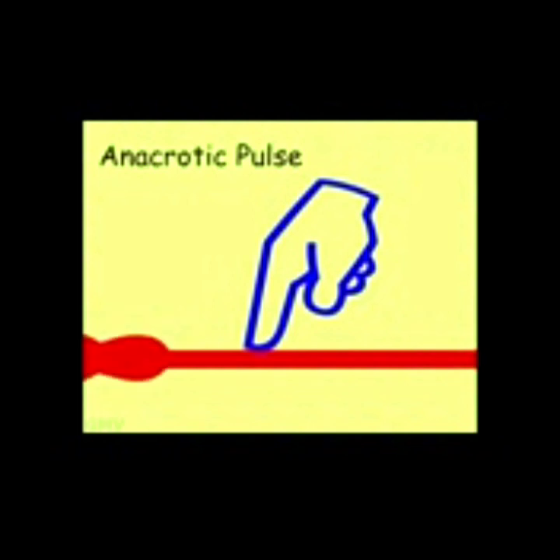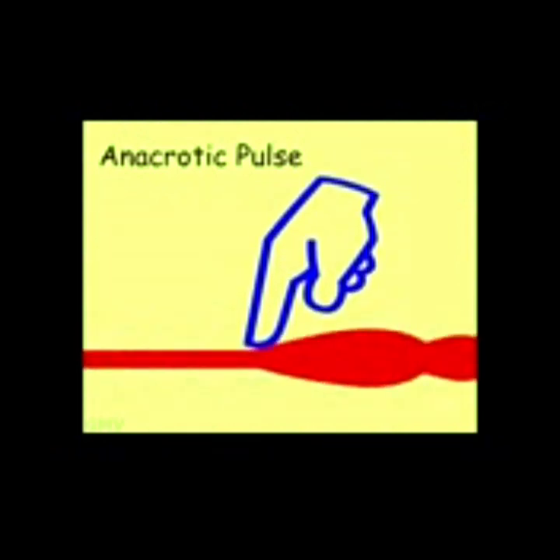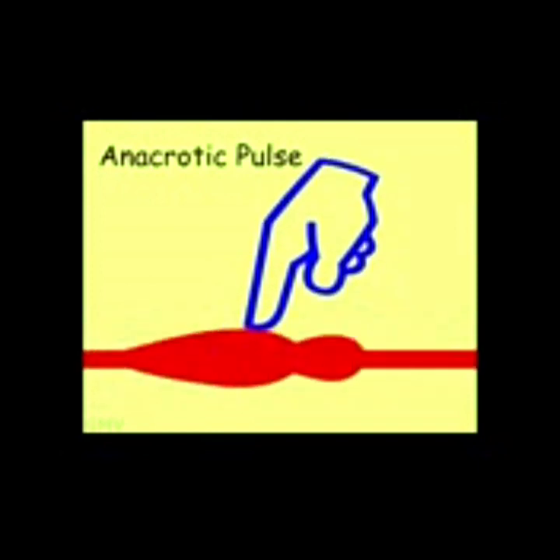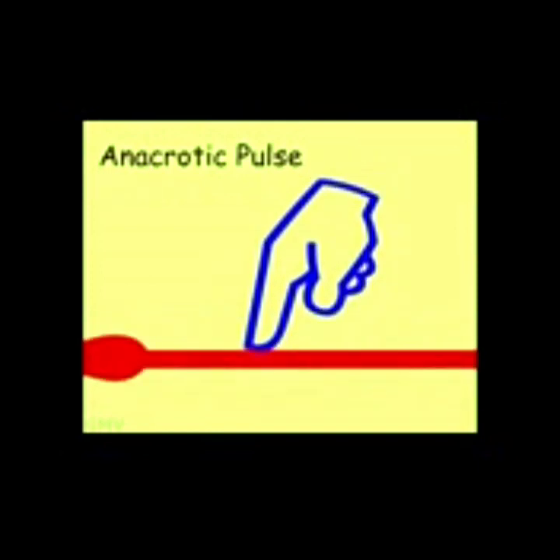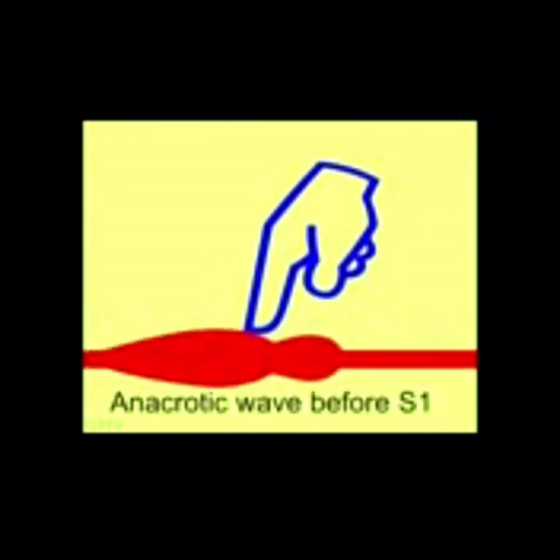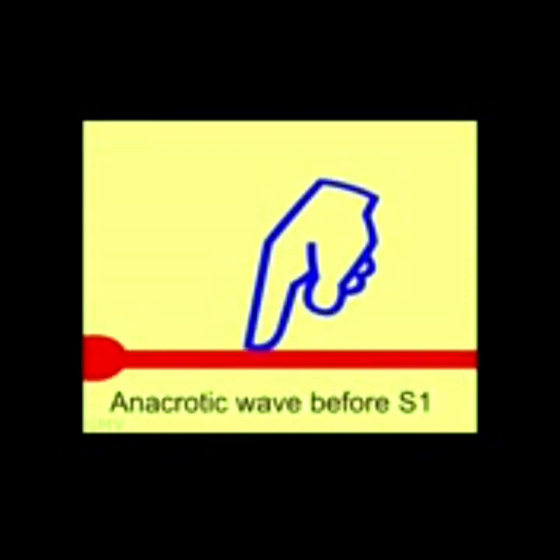Anacrotic pulse seen in severe aortic stenosis. It is a low amplitude, slow rising pulse, that is pulsus parvus, with anacrotic wave felt on the upstroke of the pulse. Observe this anacrotic pulse. Note the anacrotic wave on the upstroke of the pulse, that is before the main percussion wave.